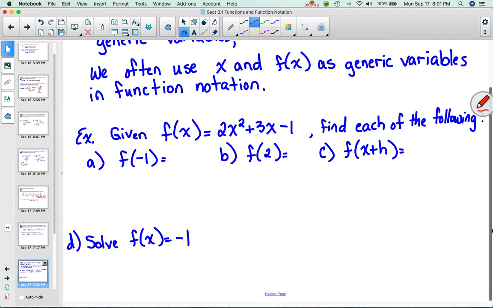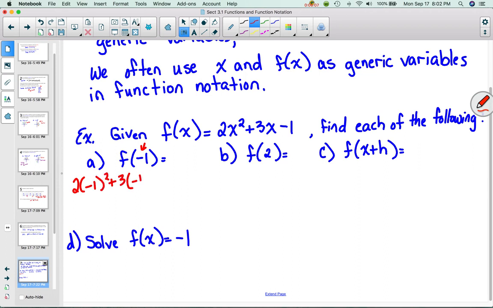So here's an example. Given that f of x equals 2x squared plus 3x minus 1, find each of the following. So we need to evaluate f of negative 1. Well, remember that x is our input value, so this is telling me to input a negative 1 into my function any place where I see an x. So I'm going to evaluate that.